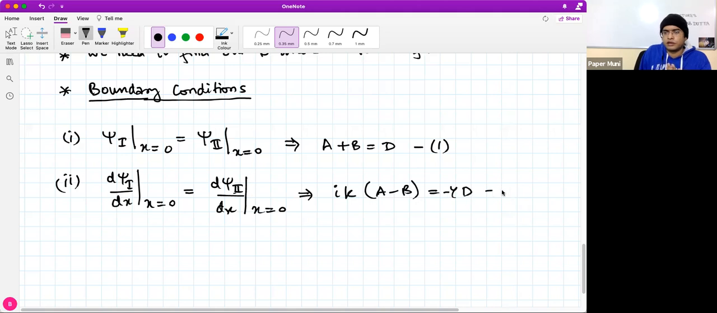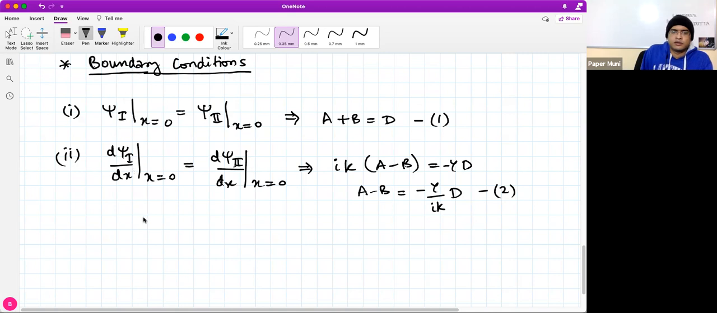Minus d. Now we can rearrange this and write it like this: minus gamma i k d. All right, so we can write it to be this. Now what we can do is, if we add 1 and 2, we can write 2a is equal to, this is d.